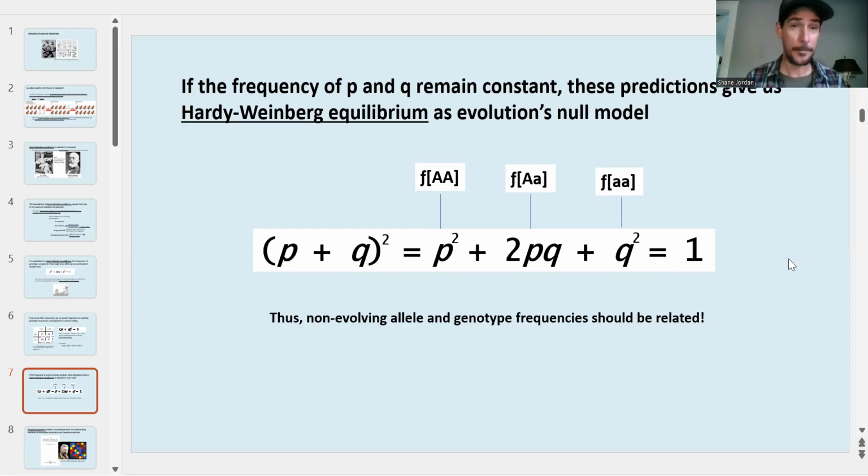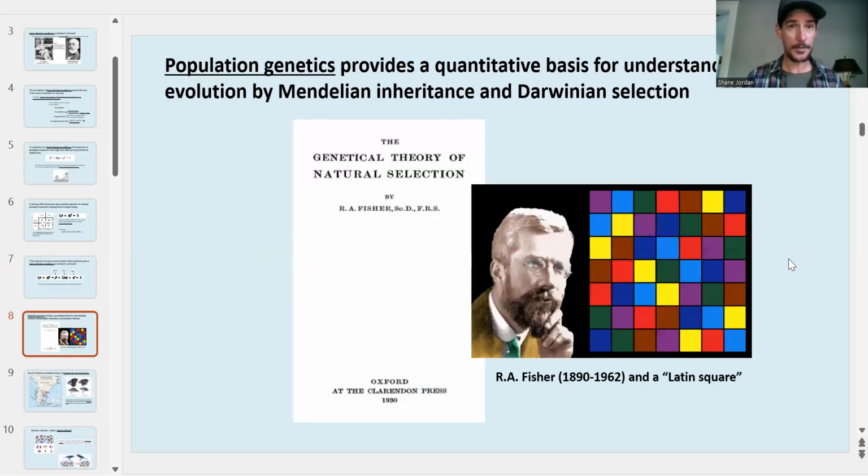that deviates from this model. Now, this kind of thinking predates something called the modern evolutionary synthesis, but it paves the way for the field of population genetics. And population genetics really provides a quantitative basis for us to understand how evolution by both Mendelian inheritance and Darwinian selection are interacting and leading to the evolutionary outcomes that we can observe in nature.